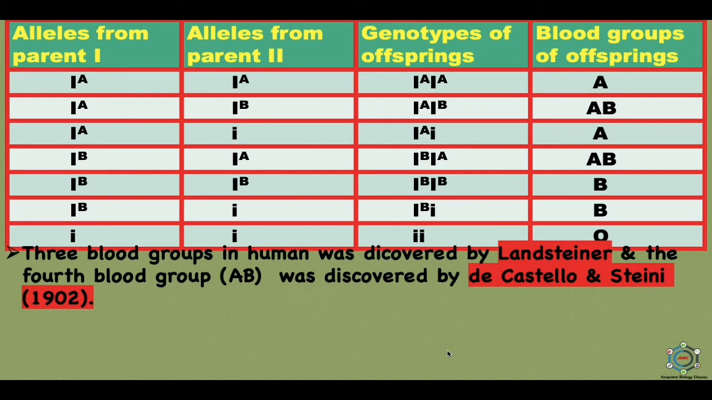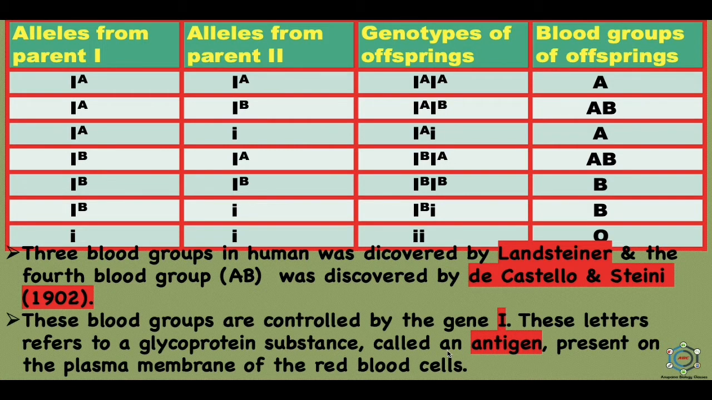Three blood groups in humans were discovered by Landsteiner, and the fourth blood group, AB, was discovered by De Castello and Sturli in 1902. These blood groups are controlled by the gene I, and these letters refer to a glycoprotein substance called an antigen that is present on the plasma membrane of the red blood cells.